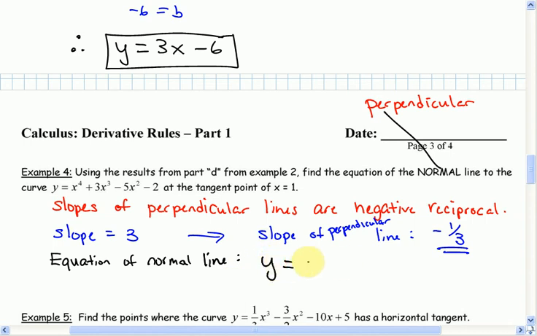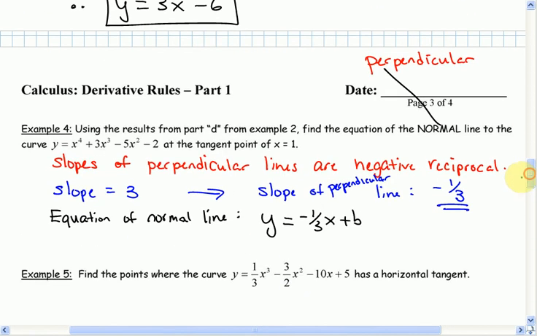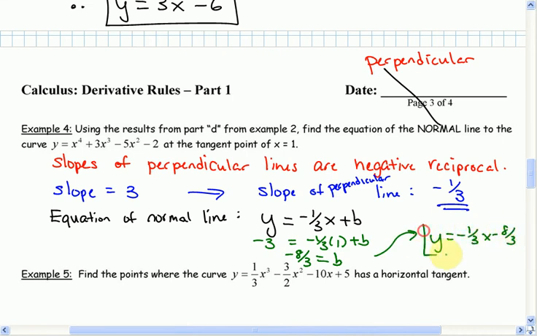Y equals, in this case, negative 1/3 x plus b. Once again, what's x and y to solve for b? From above, 1 and negative 3. Okay, so negative 3 equals negative 1/3 times 1 plus b. What's negative 3 plus 1/3? Negative 9 over 3 plus 1 over 3 is negative 8 over 3. Look at this. There's your equation of the normal line.